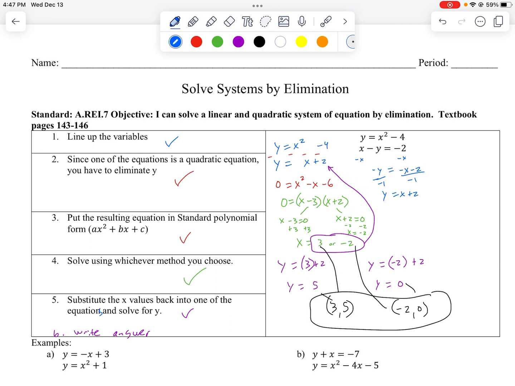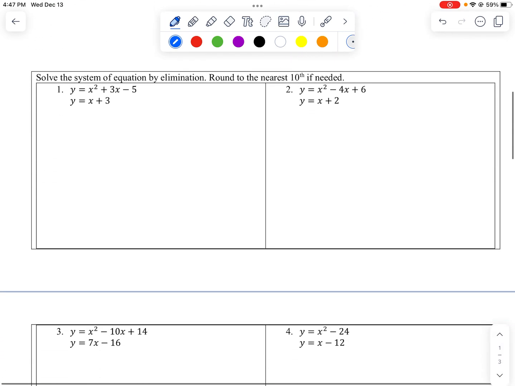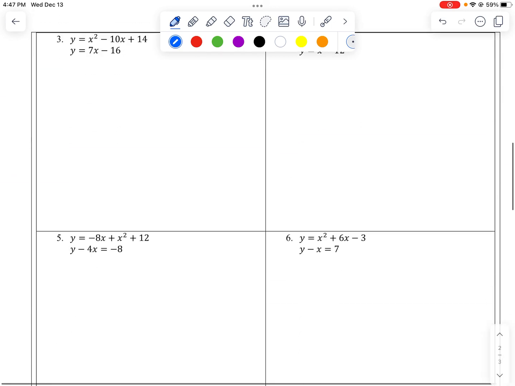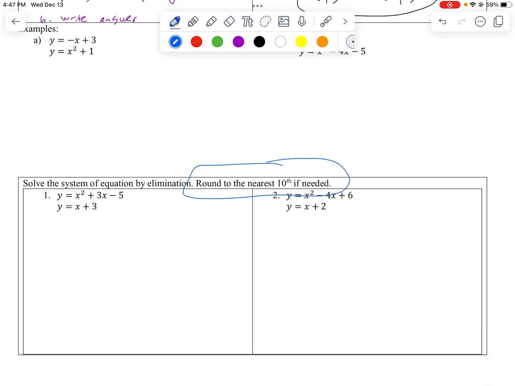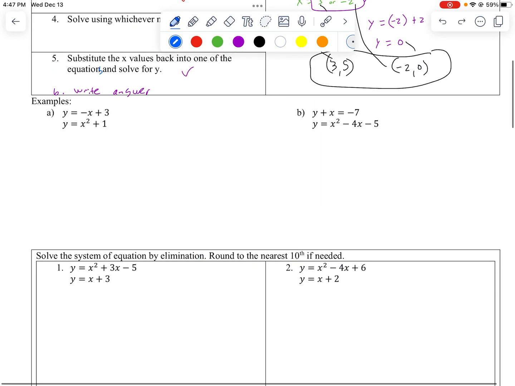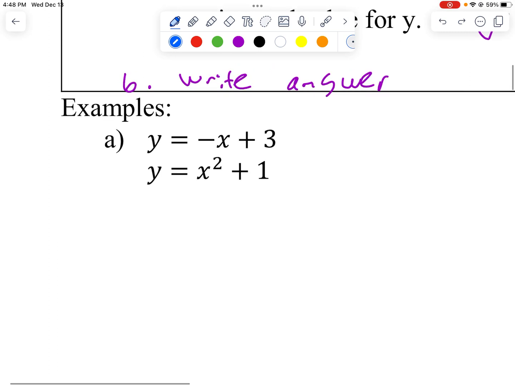substituting at the beginning. So we're going to go through a couple more examples here, just so you can see it again, but then your process will be these ones here, solving 1 through 8. It does round to the nearest 10th if needed, so if you get something that isn't factorable, you got to do quadratic formula, you're going to have to get the decimal approximations.